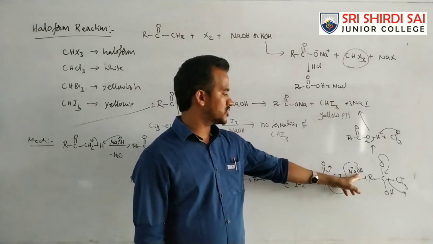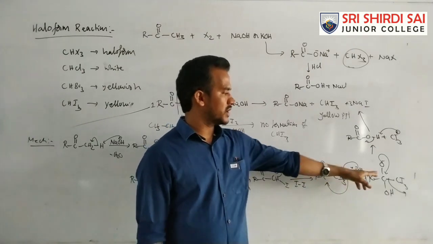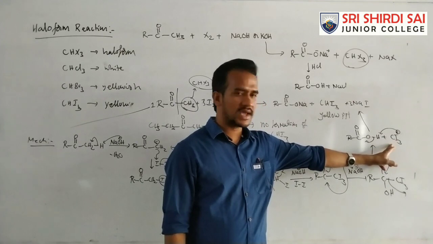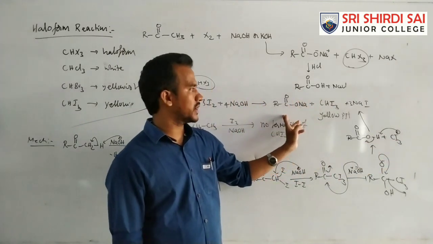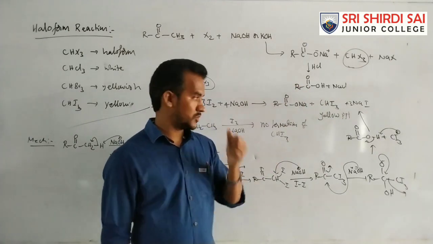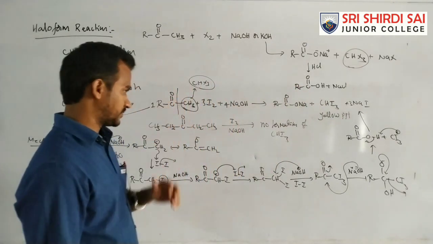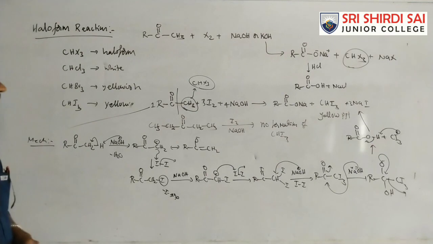And finally that OH minus attacks on this carbon, leaving out the CI3 minus. That CI3 minus accepts the proton from the H plus, which results in formation of the carboxylate ion and iodoform. Okay, that's it. So this is the iodoform reaction.